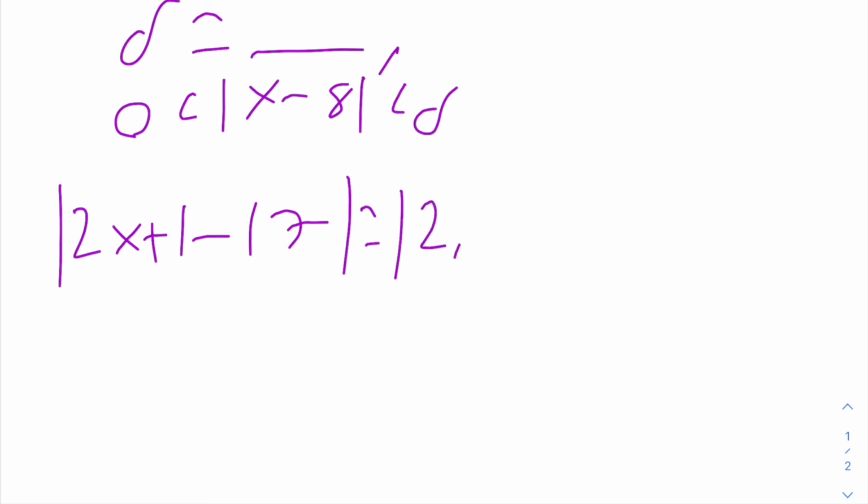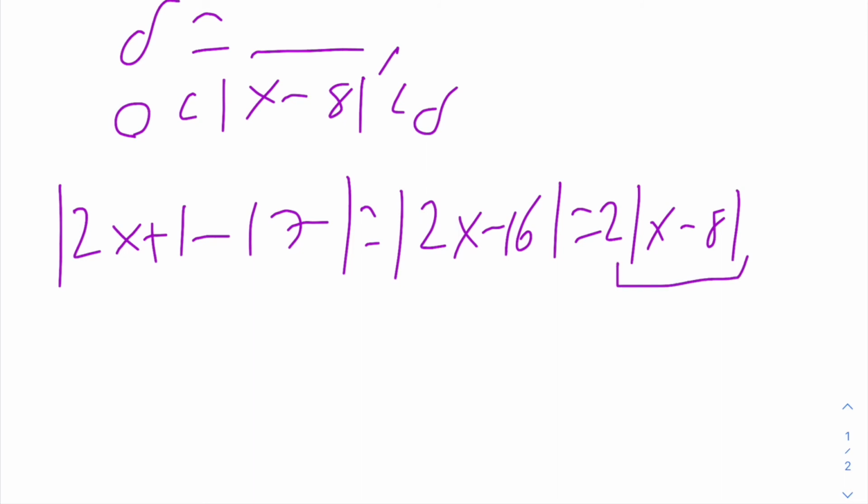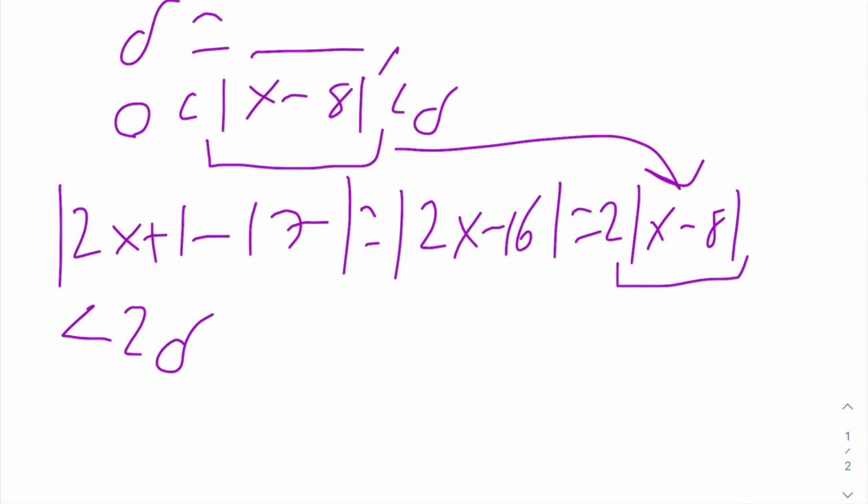So this is equal obviously to 2x minus 16, and then this is equal to 2 times x minus 8, right? We can take out this 2 from the absolute value, and then we see this x minus 8 piece. In our given information, we see that x minus 8 must be less than delta. This is a piece that we're assuming. So we can say that it is less than 2 delta. Because we have this x minus 8 piece, we just replace x minus 8 with delta and change our sign to less than.